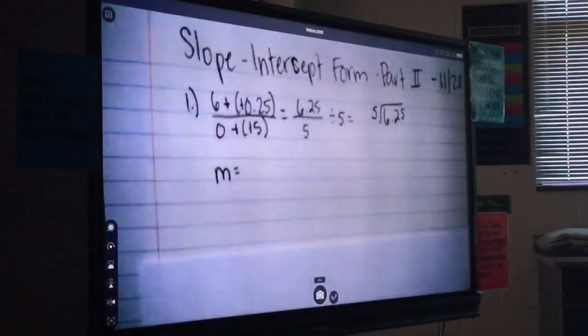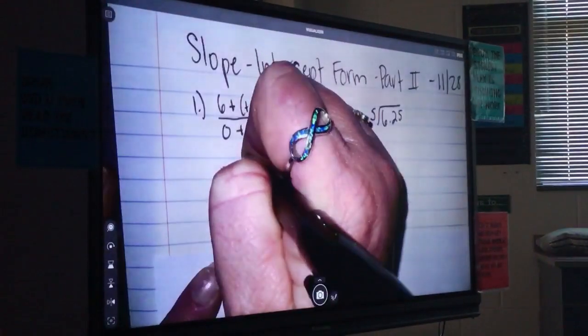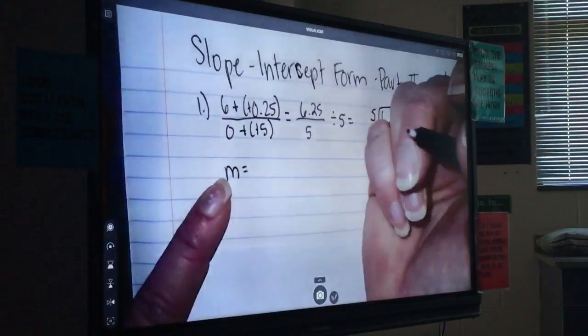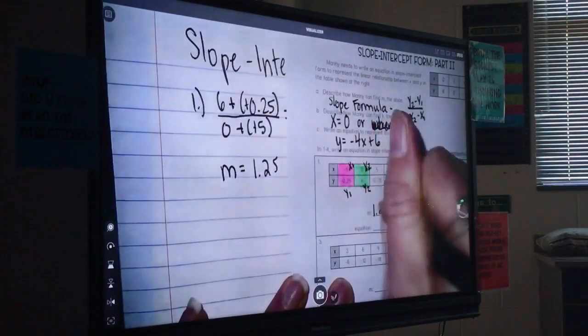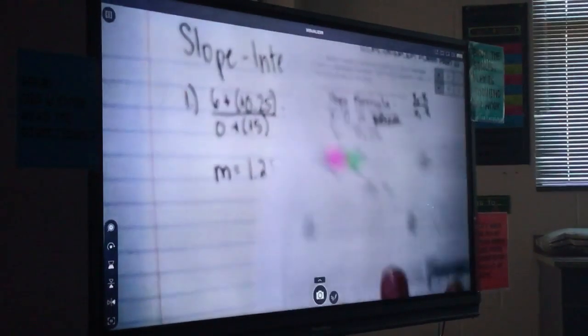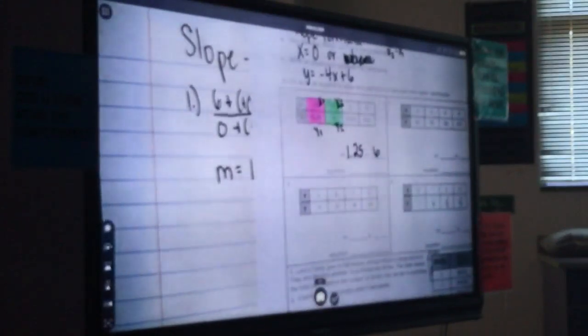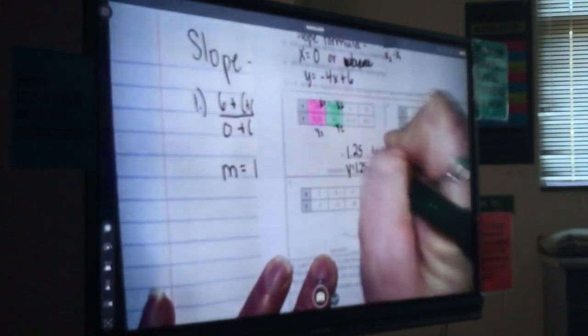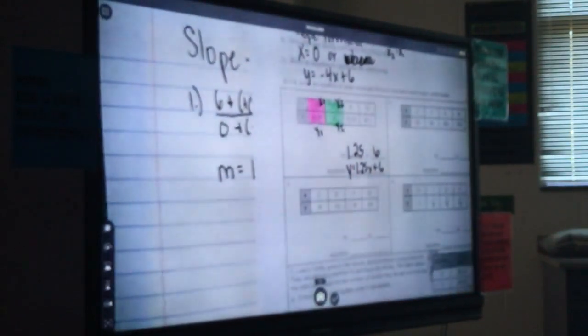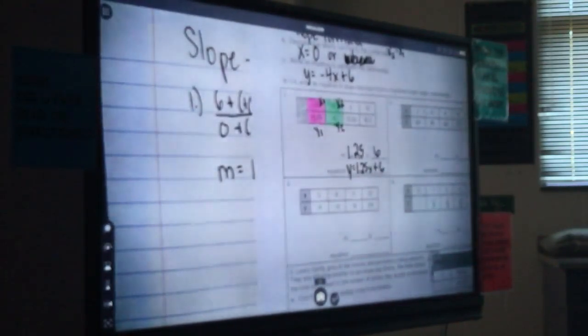All right, what'd you come up with, Nico? What was your answer? 1.25. So your slope is going to be 1.25. All right. How do we take this information then right here and make an equation? Nevaeh. Y equals 1.25x plus x. Okay. Questions about that one? Anthony, make sense or no? Yeah.